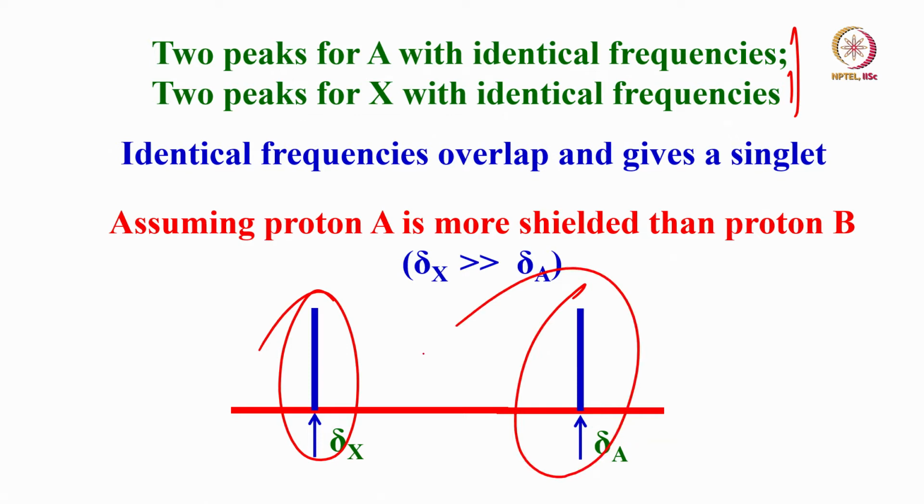Which is A and which is X is my nomenclature, depending upon which chemical shift comes at high field or low field. That is only a nomenclature I have given. It is my decision. In this case, I have assumed that delta A is more shielded than X, so I call it delta X. So now there are two well separated peaks. Actually, there are two peaks overlapped here. So we only get two peaks in an uncoupled spin system.